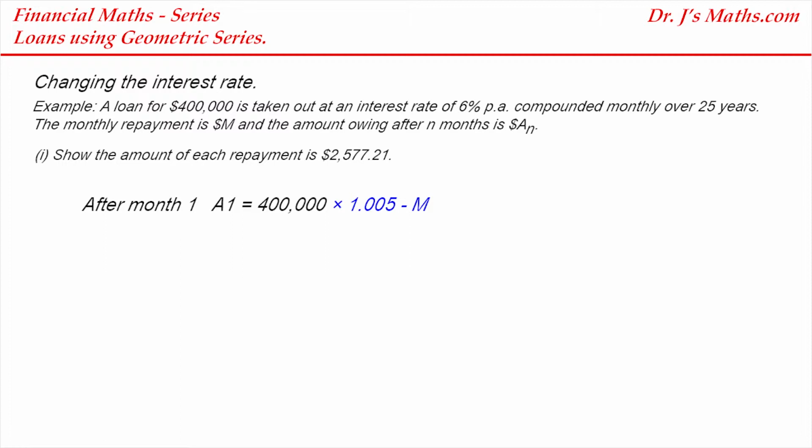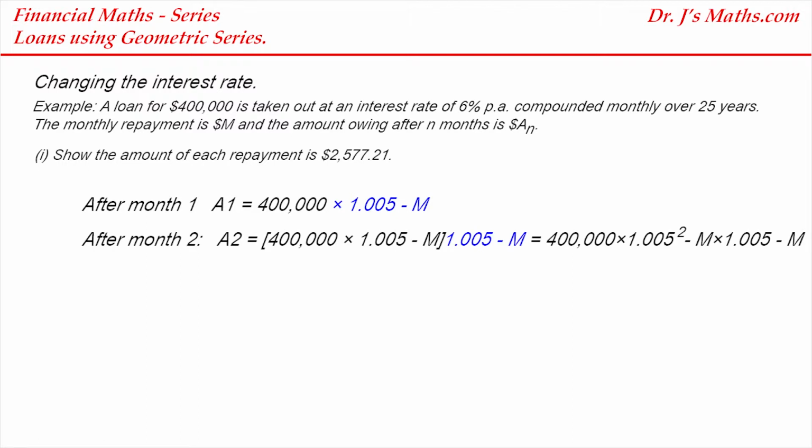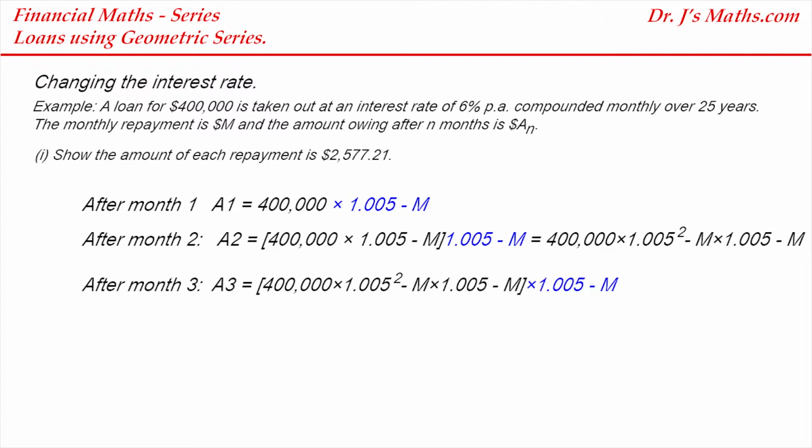So after month 1, A1 is 400,000 times the interest rate minus the repayment. After month 2, same deal. What was at the end of month 1 times the interest rate minus the repayment, and we can expand that to make it look easier to handle. After month 3, same deal, and we can factorise out in the second line the M term, and so we're left with a little geometric series.